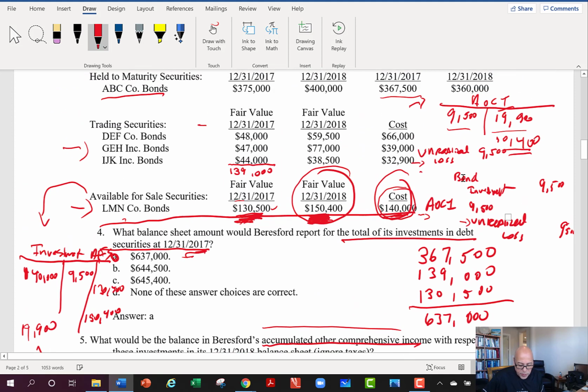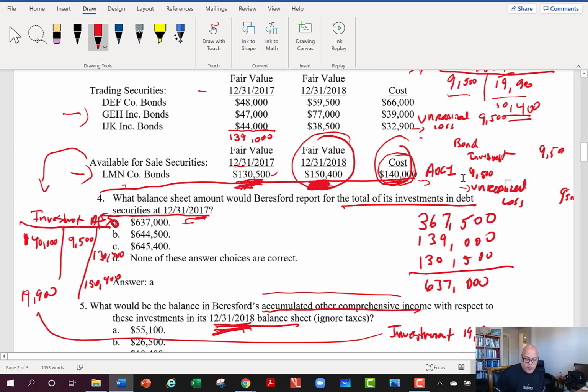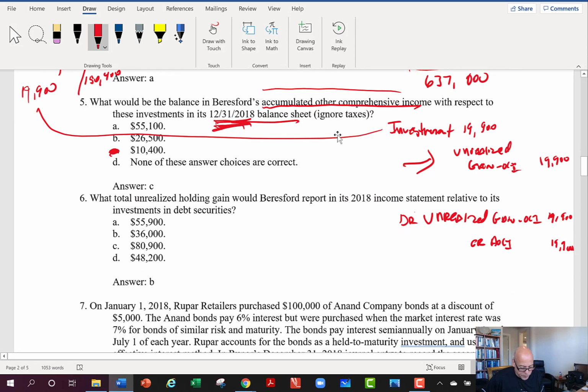Okay, but if you're working in the exam or something, it is pretty easy to just sit there and look at the difference between the cost and whatever date they're asking you about, to tell you what's in the accumulated other comprehensive income, the fair value at that date. That's the amount that you need in the accumulated other comprehensive income. Okay? Okay, good.